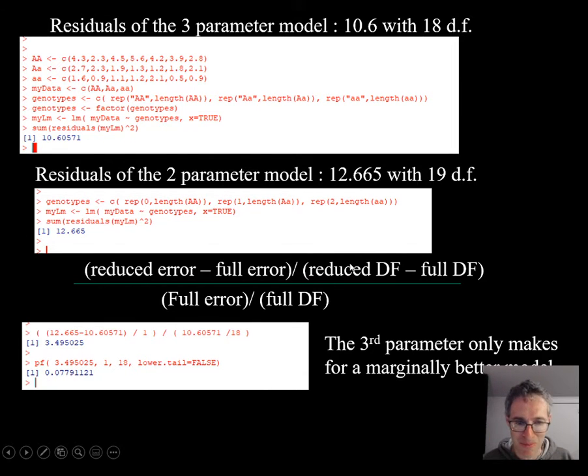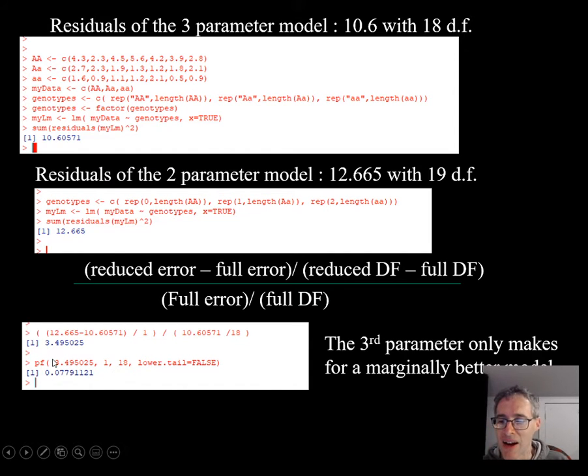Because this is divided by 1, I take this difference in the residuals divided by 1, and that's the numerator of my F statistic. And then, of course, the denominator is just the full error divided by the full degrees of freedom. And there are 21 data points in the data set. There's 3 parameters in the model, so it leaves 18 degrees of freedom. So we take this ratio, and that comes out to this number.